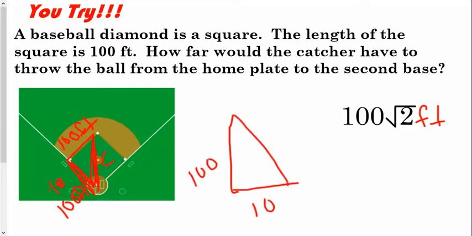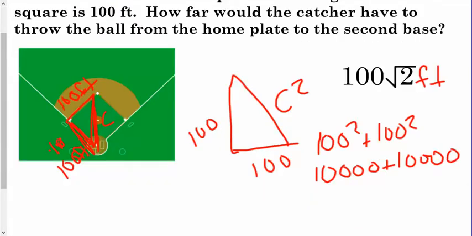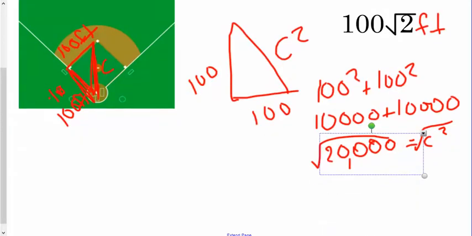And if you want to do it the long way to figure out what c squared is, you'd have to do 100 squared plus 100 squared, which is really 10,000 plus 10,000, or 20,000, equals c squared, and then take the square root, which would just be the square root of 10,000 times the square root of 2, which is just 100 square roots of 2.